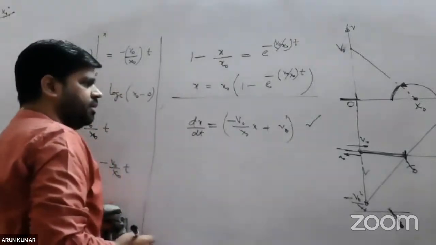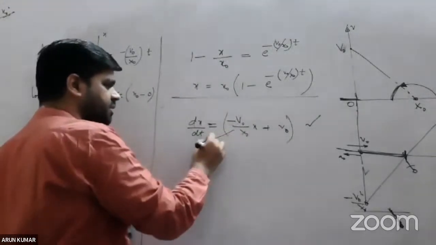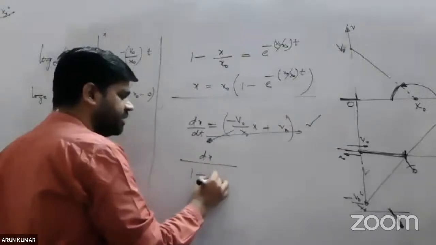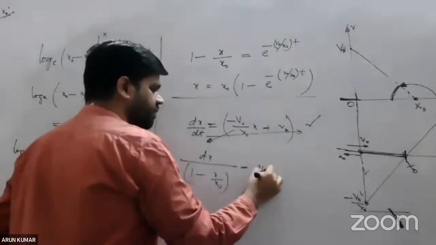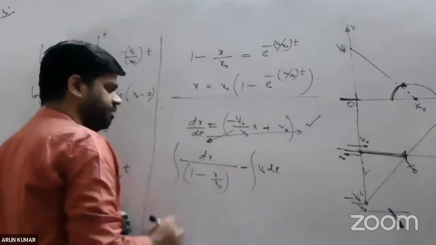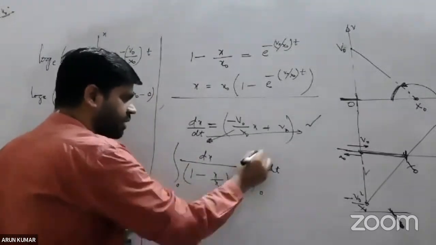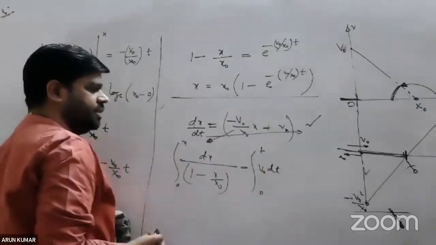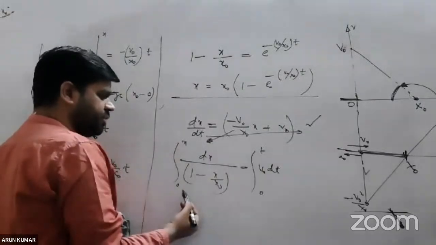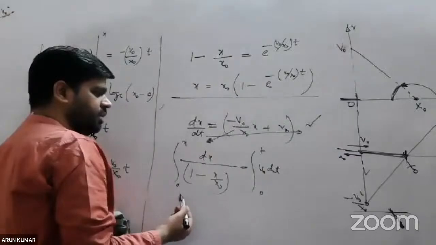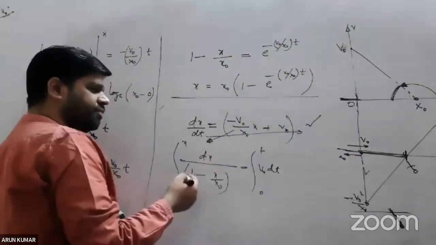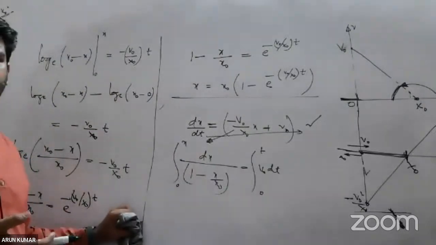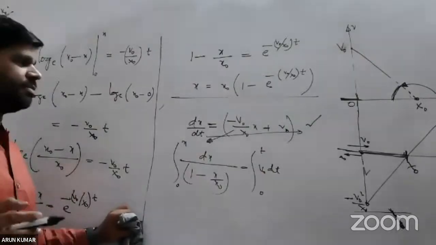In the first step, I took this to the LHS, dt to the RHS, and I've written dx by 1 minus x by x naught is equal to v naught into dt. This was the third step. Integrating it from 0 to t and 0 to x. At t equal to 0, position is 0. At t equal to t, position is x. To integrate this, I use the formula integral f dash x by fx, which gives log mod fx. That was step 4.